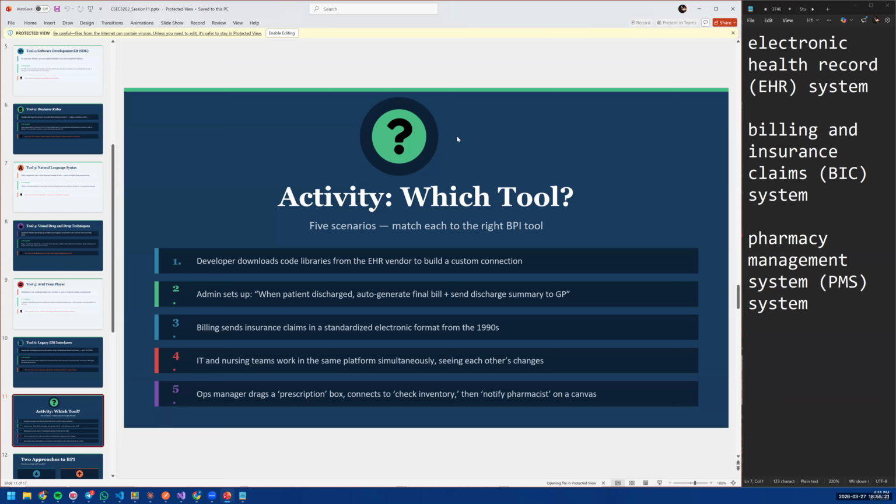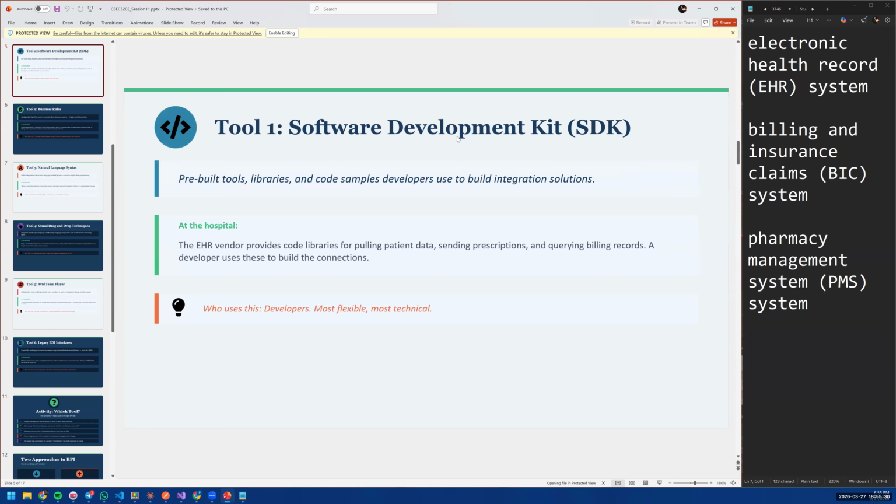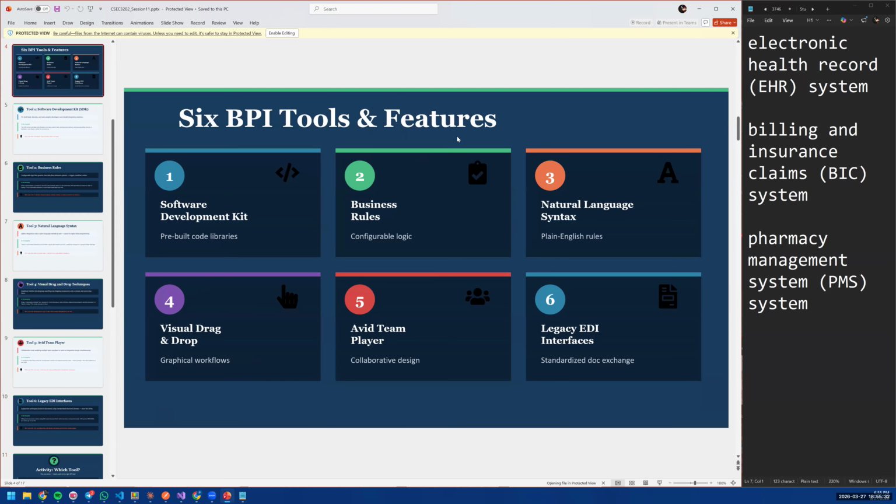Do you remember the name? Let me just put them up specifically. Six of them are on screen. So these are the six we're looking at.